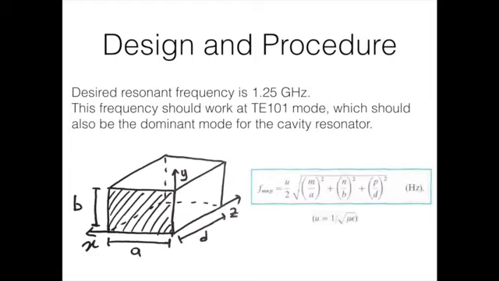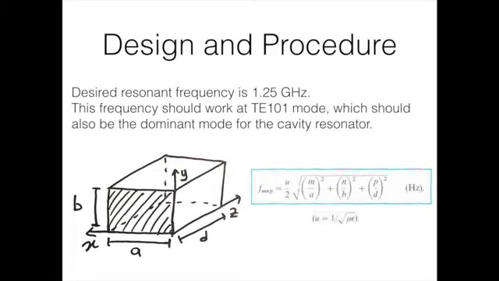I chose my desired resonant frequency to be 1.25 GHz. This frequency should work at the TE101 mode, which should also be the dominant mode for the cavity resonator. This means that there should be no lower resonant frequency for this cavity resonator.